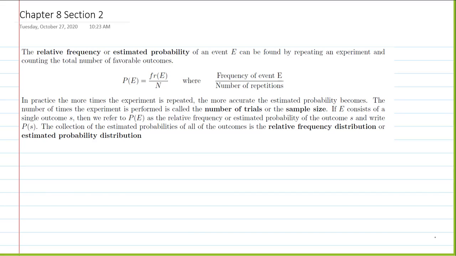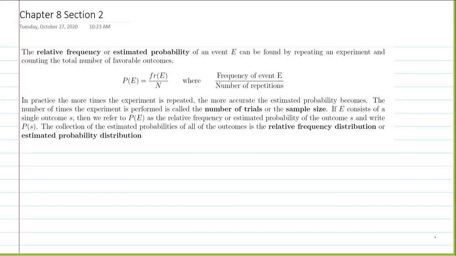All right, so the relative frequency or estimated probability of an event E can be found by repeating an experiment and counting the total number of favorable outcomes. So we say the probability of an event E is equal to the frequency of the event E divided by n, where we have the frequency of the event E divided by the number of repetitions.